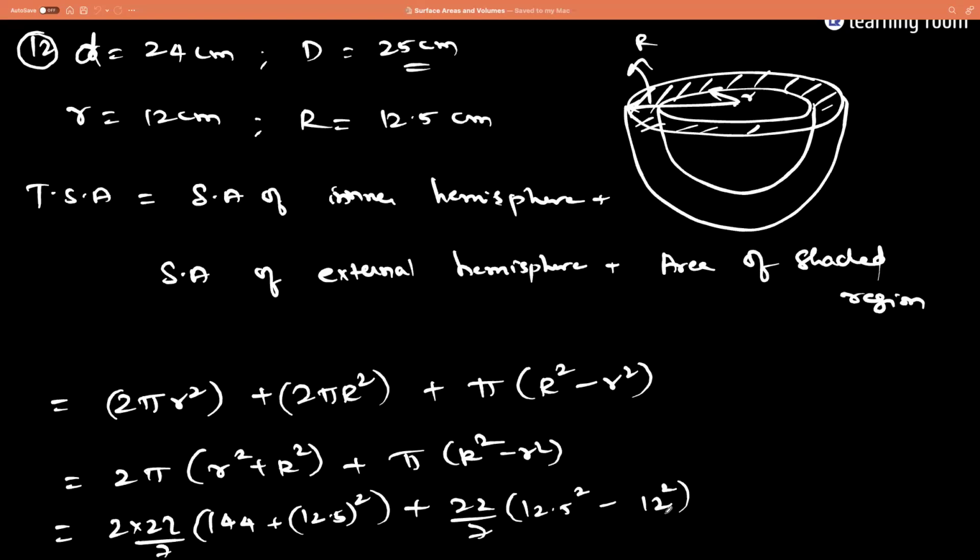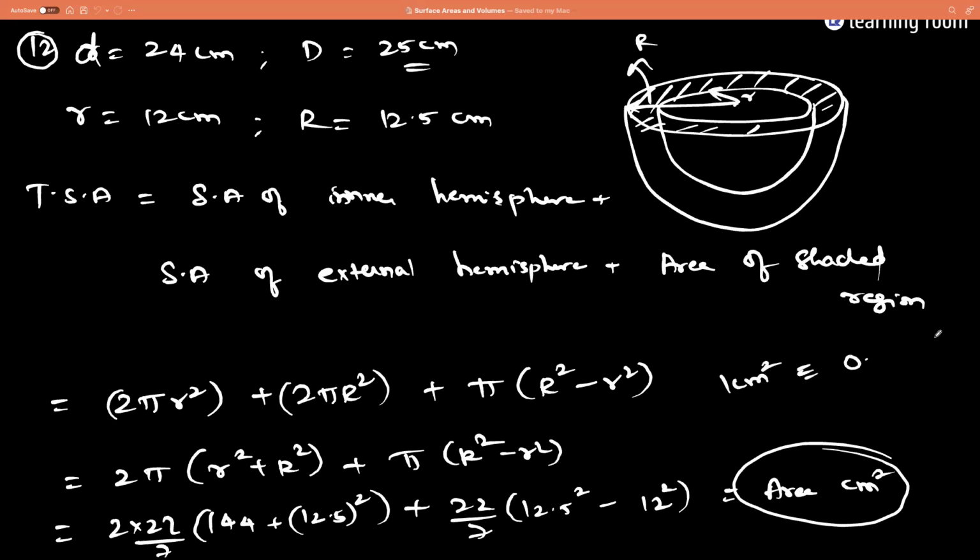Right. So when you solve this, you're going to get the area in terms of centimeter square. Once you get area in terms of centimeter square, what have they given? 1 centimeter square is going to cost you 0.05 rupees. Right. So this much area will cost you area multiplied with this rupees.